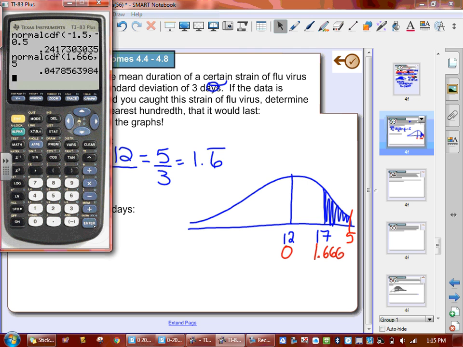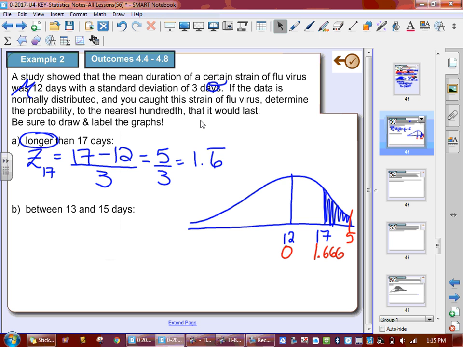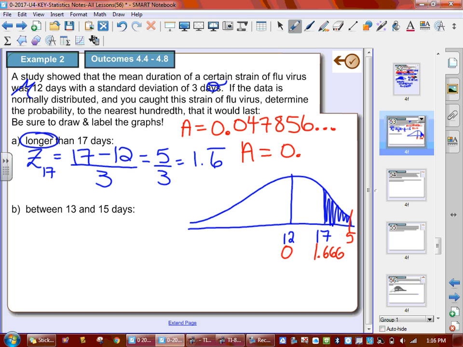So we are going to get the area that is shaded: 0.047856, and so on. It runs on forever. It wants our rounded probability or area, so our rounded area to 2 decimal places is 0.05. That's the probability that you would get the flu and it would last longer than 17 days. If we wanted the percentage of that, you multiply it by 100. So the probability of you getting the flu that's going to last longer than 17 days with this strain is only 5%. So you have a better chance of getting better before that.